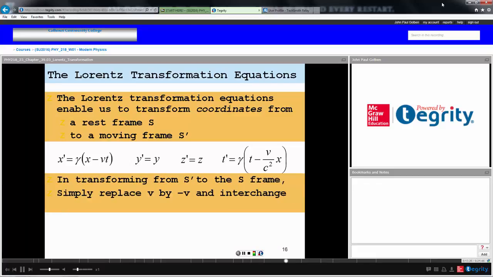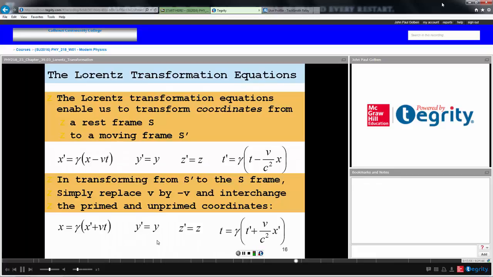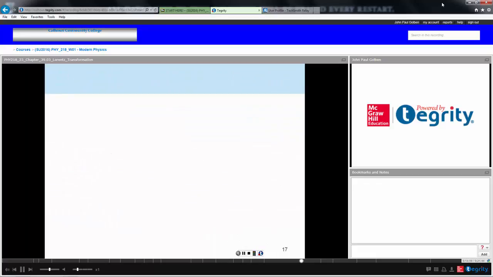And going the other way around, in transforming from the moving coordinate system S prime to the rest frame S, simply replace the v by negative v and interchange the prime and unprime coordinates. So if we have the moving coordinates, we can get x equal to gamma times (x prime plus v t prime), y equal to y prime, z equal to z prime, and then t is equal to gamma times (t prime plus v over c squared x prime). So all we did was interchange v with negative v and interchange the prime and unprime coordinates.